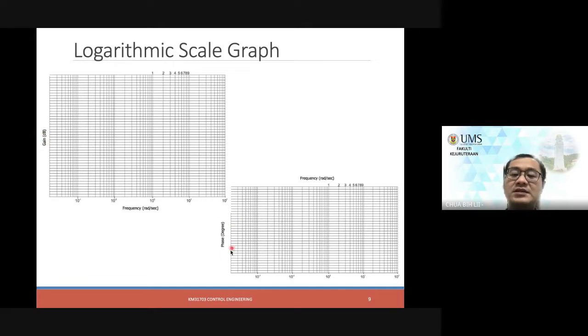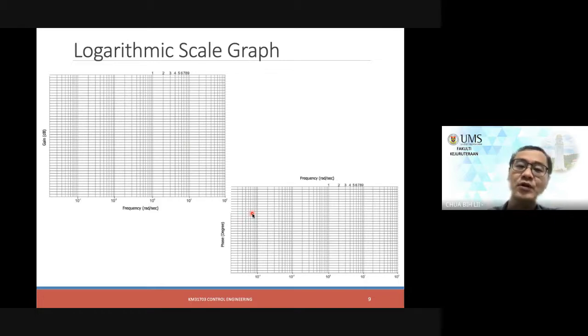For the phasor one, we will use the phase, and the unit would be in terms of degree. But the unit for the x-axis is still the same: frequency, probably in terms of radian per second. So this semi-log graph will be provided together with the question paper.